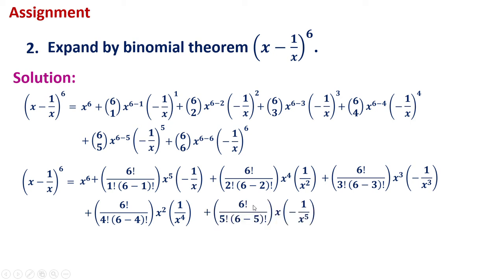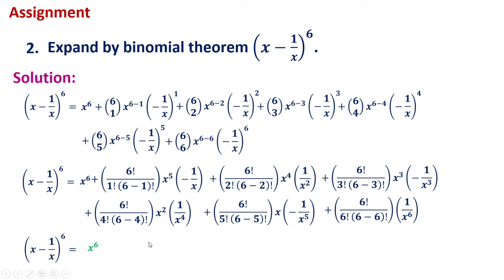And then, 6 factorial over 5 factorial, 6 minus 5 quantity factorial, multiplied by x kasi 6 minus 5 is 1, raised to 1 yan, di ba? And then, 1 over x to the fifth power, which is negative, kasi nga, this is add. Add yung power natin, di ba? So, we have next 6 factorial over 6 factorial multiplied by 6 minus 6 quantity factorial multiplied by 1 over x to the 6th power. Ayan yan. Positive yan kasi nga this is even.